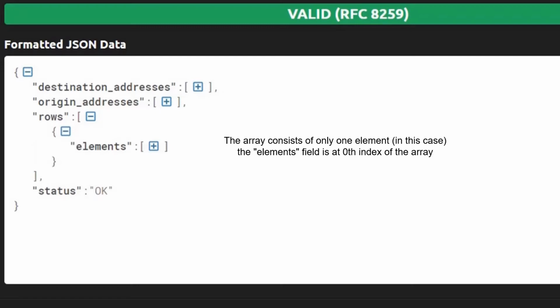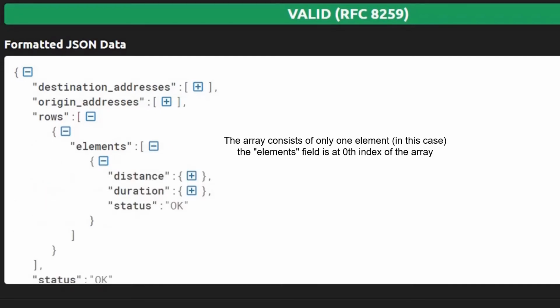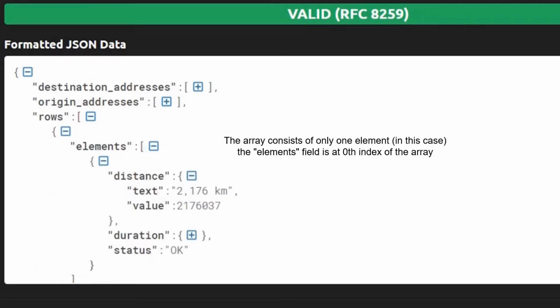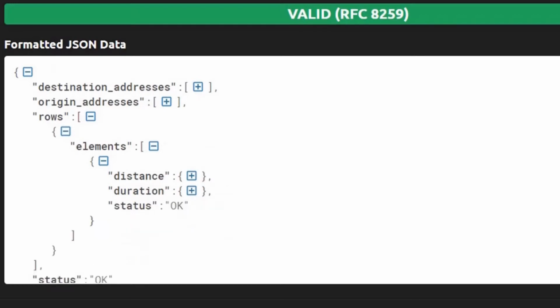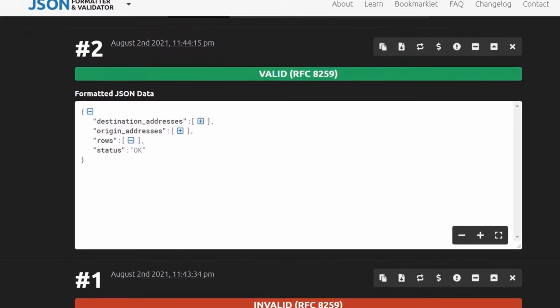Similarly, at the 0th index of the array, we again have an object called elements. Going further inside, we get our necessary data called distance and duration. We are going to get the value field of these objects. So starting over, let's start coding.